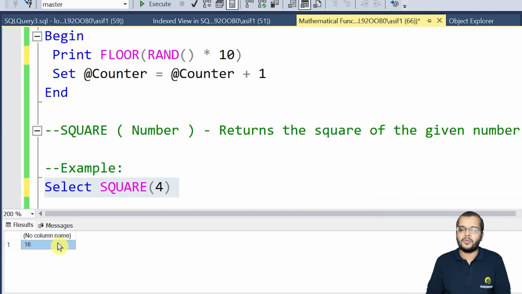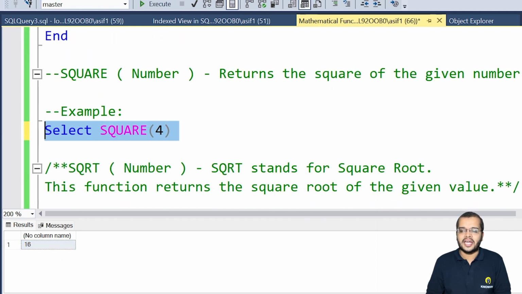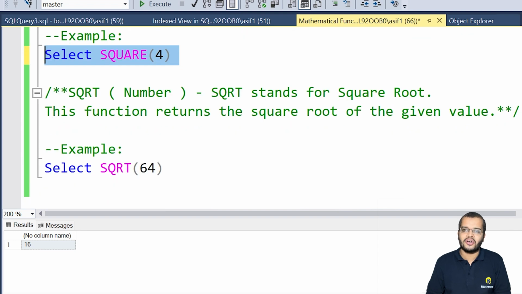So now let's look into another type of mathematical function, last but not the least, which is square root. We might have heard this word square root many times whenever we open our mathematics textbooks, right? The full form is SQUAREROOT, but in the SQL query we write the short form of square root, which is SQRT. So what is square root?